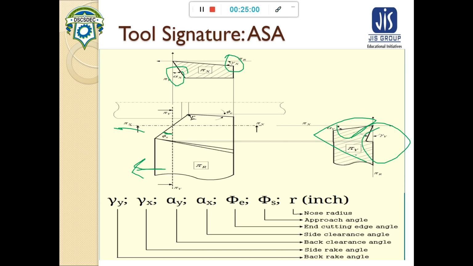And the tool signature will look like this: first there come gamma y, gamma x, alpha y, alpha x, sigma e, sigma s, and r, where r is the nose radius, which will be in inches. So the terms are: first back rake angle, next side rake angle, next back clearance angle, side clearance angle, end cutting edge angle, side cutting edge angle, and at last the nose radius, which will also be in inches.